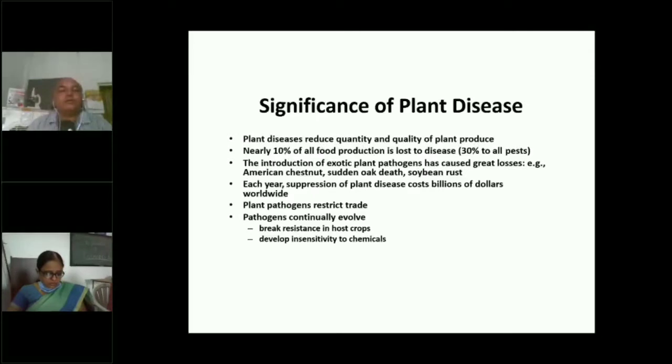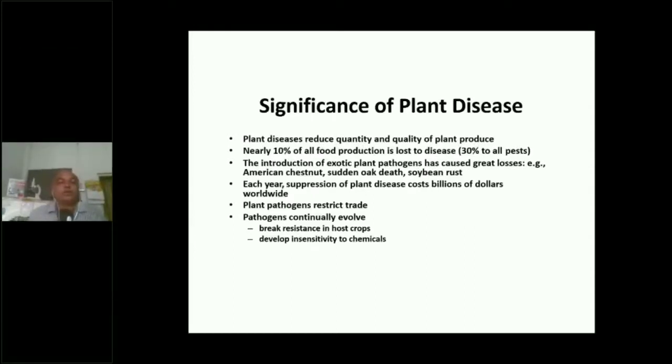Each year, we find billions of dollars of loss due to diseases worldwide. These pathogens continually evolve, because while we are continuously developing disease management practices, the pathogens also evolve themselves with different races and strains, and that's why they also build resistance against the different chemicals which we produce. That's why this is the challenge between pathogen and humans to produce good agricultural produce.